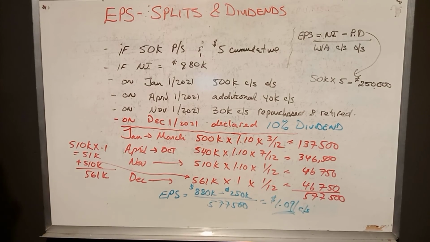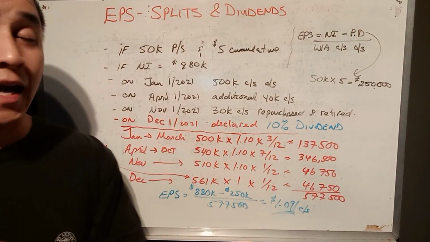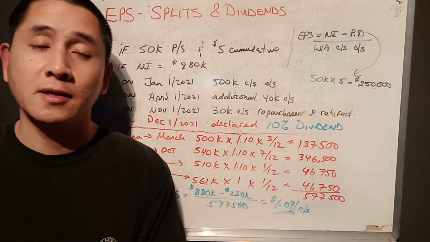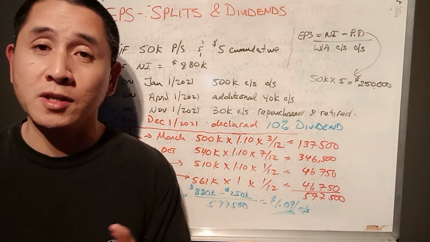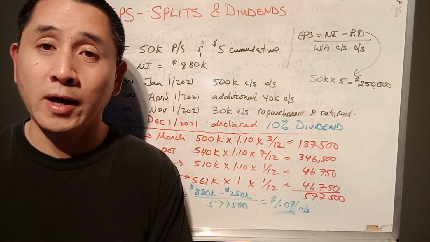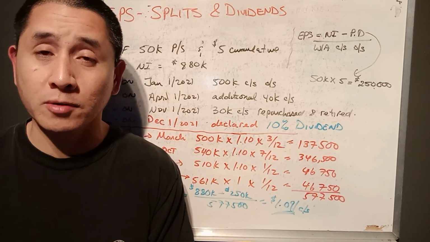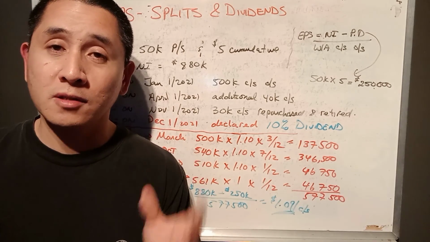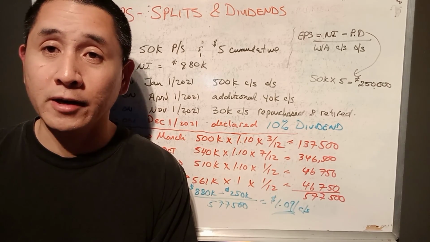So I hope this tutorial helps a little bit in terms of understanding what the nature of stock splits are, as well as what happens to the equation of the basic earnings per share and how the weighted average common shares outstanding are affected when stock splits are declared and dividends are declared.